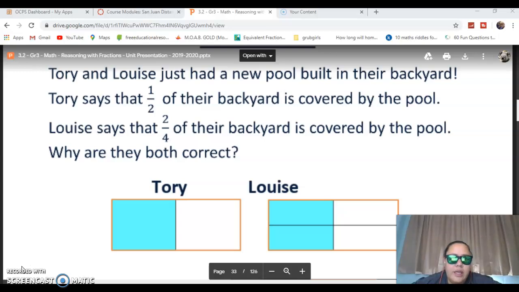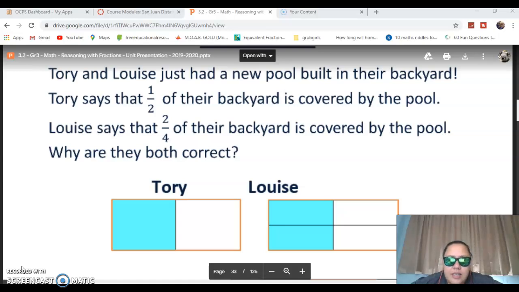Tori and Louise just had a new pool built in their backyard. Tori says that half of their backyard is covered by the pool. Louise says 2/4 of their backyard is covered by the pool. Why are they both correct?